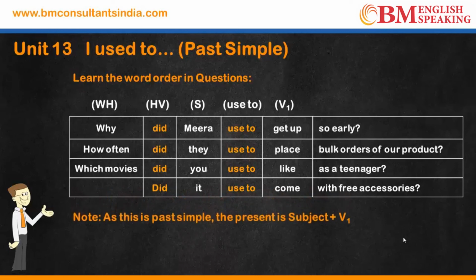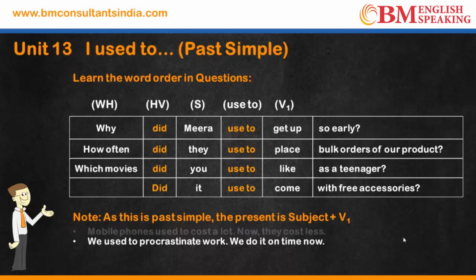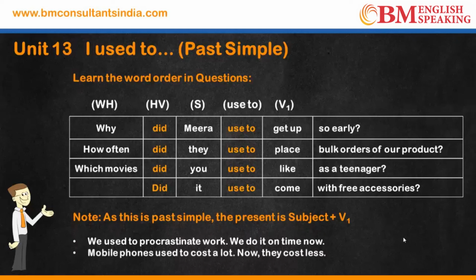फ्री एसेसरीज, क्या यह फ्री एसेसरीज के साथ आया करता था? As this is past simple, the present is subject plus verb 1. अगर हमको वर्तमान काल की बात करना है तो हम उसे subject और verb 1 का उपयोग करेंगे. We used to procrastinate work. We do it on time now. So do it is the present simple tense. Mobile phones used to cost a lot. Now they cost less. वर्तमान काल में अगर कोई हकीकत की बात कर रहे हैं तो हम सिर्फ V1 यूज करेंगे, which is cost in this case. Thank you.